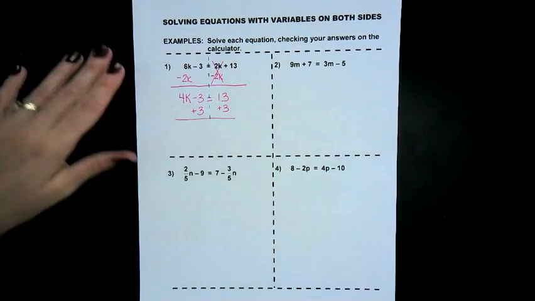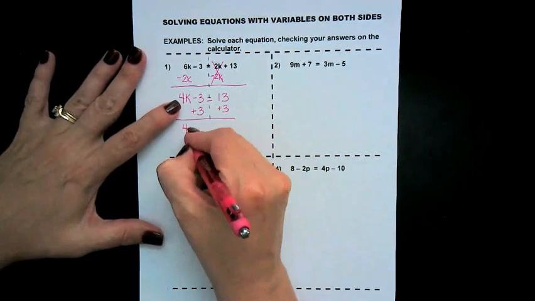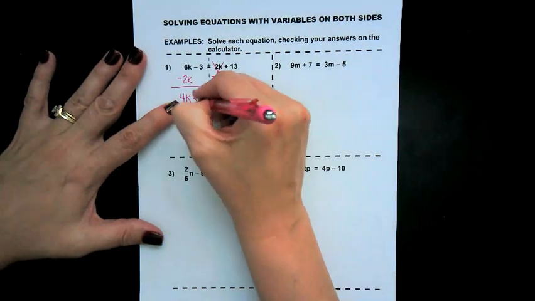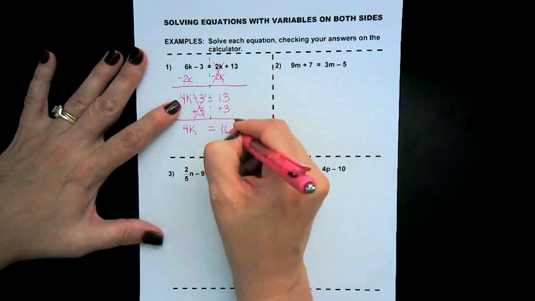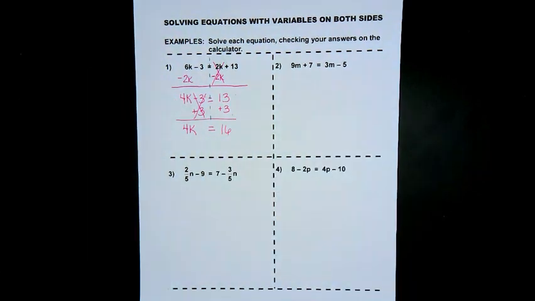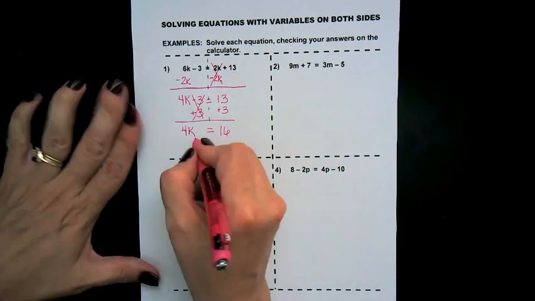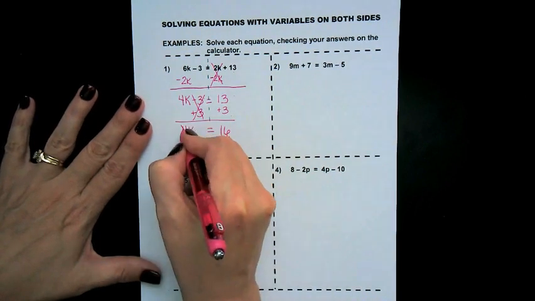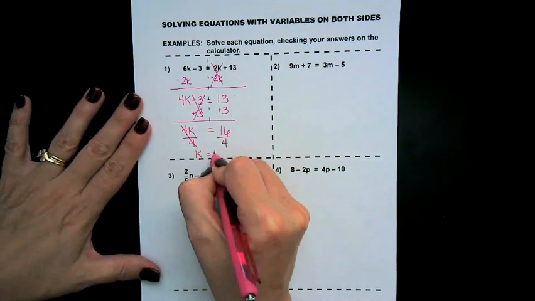Notice I did it to both sides of the equation. So I have this 4k that doesn't have anything to combine with. Minus 3 plus 3 cancel. And that's equal to 13 plus 3, which is 16. Now we have a one-step equation because there's one thing happening to the variable. So we're going to do the opposite of multiplying by 4, which is to divide by 4. Multiplying by 4, dividing by 4 cancel each other out, and I'm left with k equals 4.